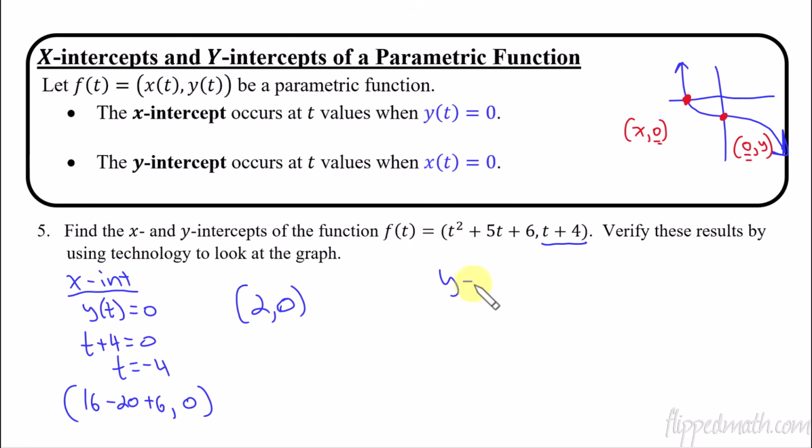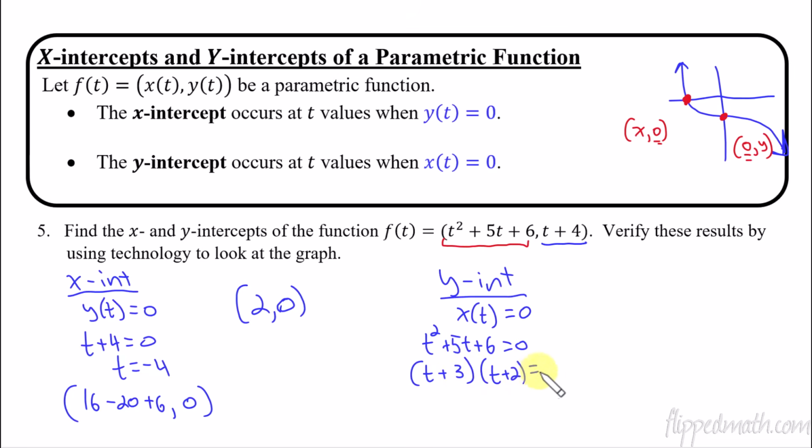All right, let's do the y-intercepts. So the y-intercept is going to be when the x function, the x component, equals 0. Well, in this case, that is this right here, t squared plus 5t plus 6. So if we say that that equals 0, there we go. Now, how do we solve that? You could use the quadratic formula if you want, but that's not necessary because this one factors nice and neat. It factors to t plus 3 times t plus 2. That equals 0. You solve each piece of those and we get t equals -3, or we get t equals -2. So we have 2 t values for y-intercepts.